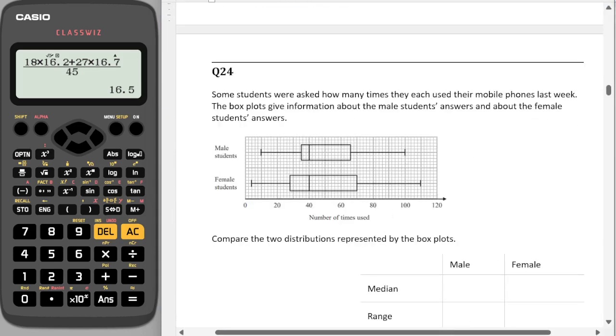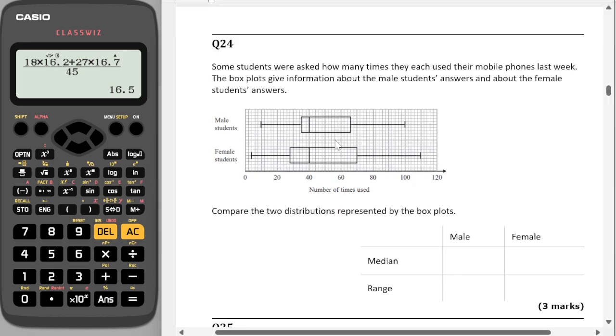Okay, question 24. So, some students were asked how many times they used their mobile phones last week. The box plot gives information about the male students' answers and about the female students' answers. Okay. Compare the two distributions represented by the box plot. So for your comparison, this is set out quite nicely for you. So this table helps us with our comparison.